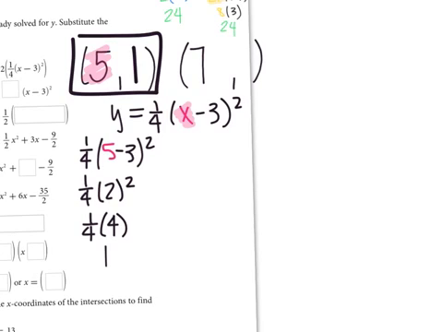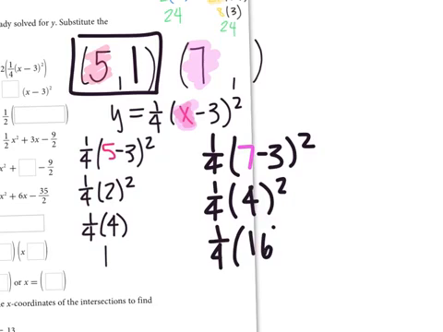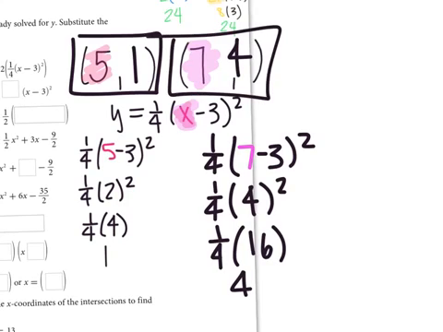So now we're going to plug in 7. Same process. We're just going to use our 7 for our x value here. Same equation, 1/4 times x, but instead of x, we're going to use 7, minus 3 squared. Well, what is 7 minus 3? 4. And 4 squared? 16. What is 1/4 times 16? 4. So my second ordered pair is 7, 4.